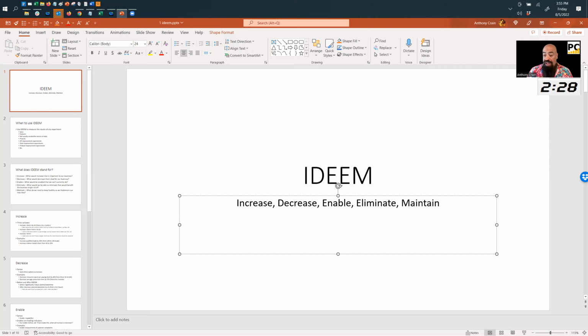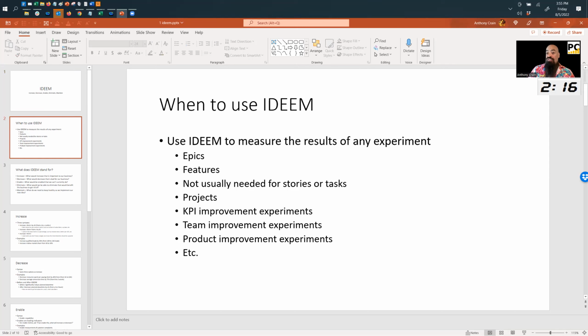Now, you don't have to use all 5. You could use just one of them. But in general, you always want to have at least 1 increase or 1 decrease for your experiment. You could have more than 1, and you could have 3 increases and nothing else. Enables, eliminates, maintains are a little bit different. So let's take a look.